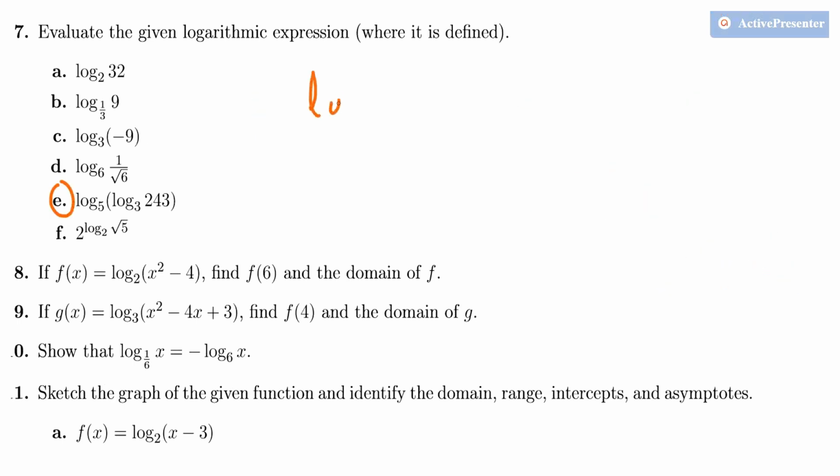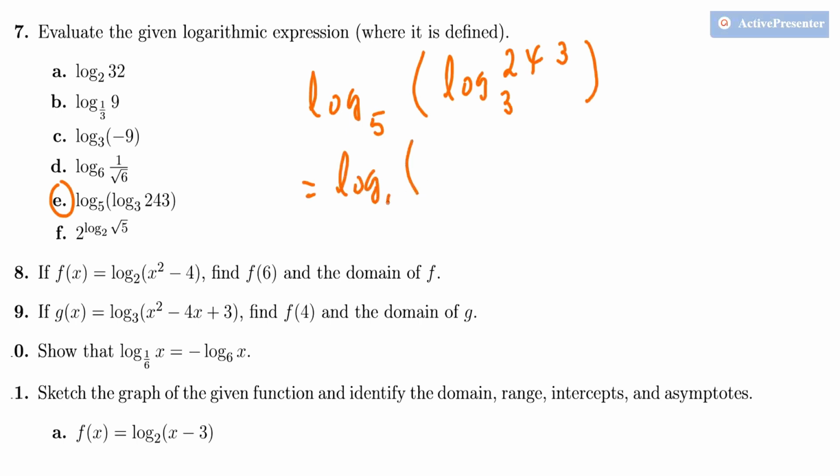E, the logarithm of base 5 of another logarithm expression, 243 to the base 3. So first we will do the bracket: the logarithm to the base 3 of this number 243 is 3 to the power of 5. So log base 3 of 3 to the power of 5.